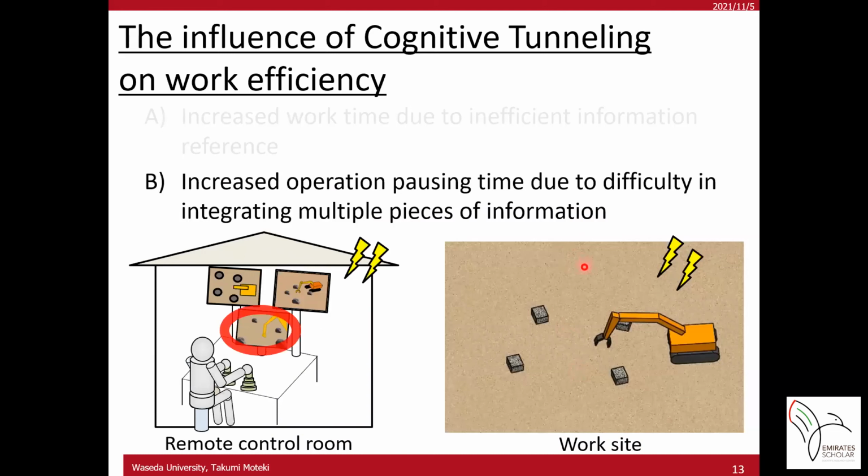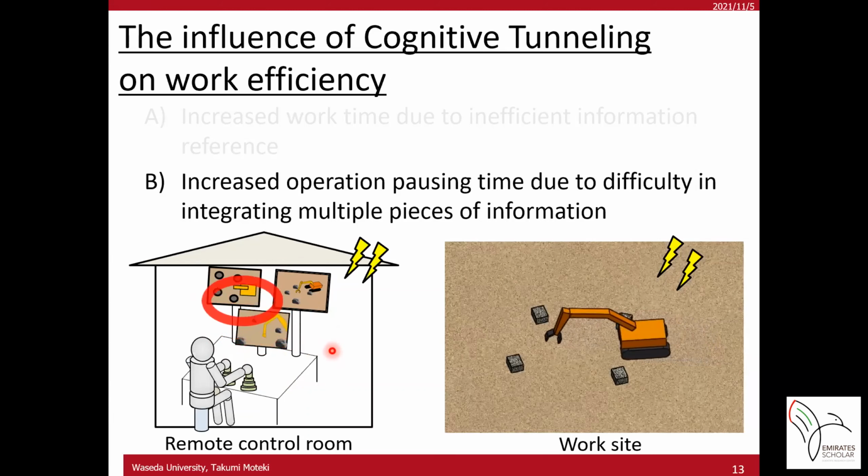Second is the increased operation pausing time due to the difficulty in integrating multiple information. For example, when images from multiple angles are presented, if it is difficult to understand the connection between the images, the operation will pause every time the gazing image changes.